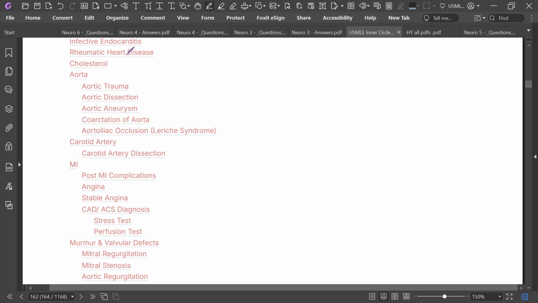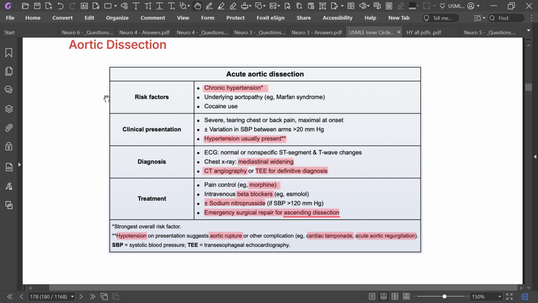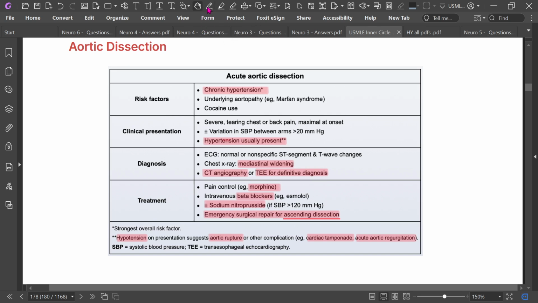Now I would like to discuss dissection. If somebody comes with an aortic dissection, three things should be considered: chronic hypertension, cocaine, and some aortopathy like Marfan's.